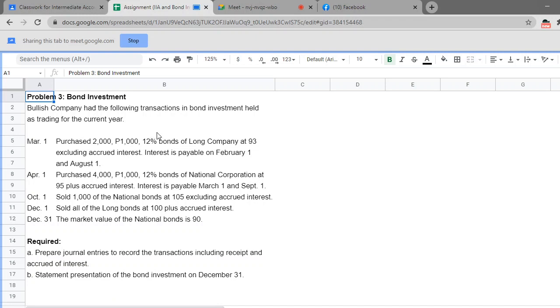Okay. So here are the details. Bullish company had the following transactions in bond investment held as trading. So, fair value lang ang ato ang focus dire. On March 1, prepare tag journal entries. On March 1, we purchased 2,000, 1,000 peso, 12% bonds of Long. So, that would be trading securities. Butangan na ito apelyido Long at 93.